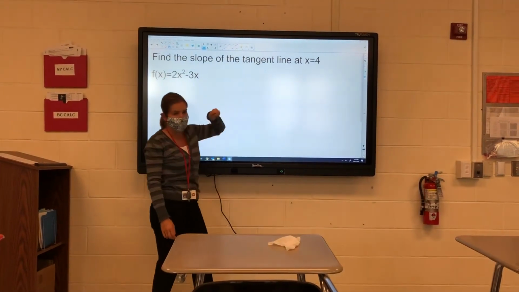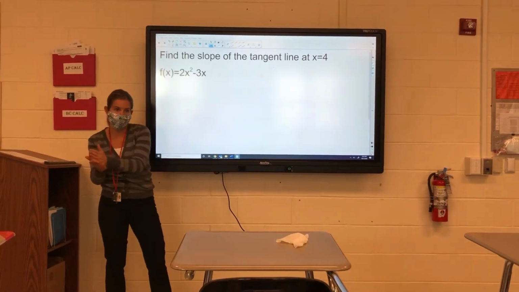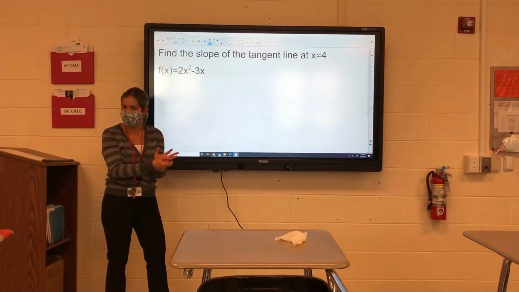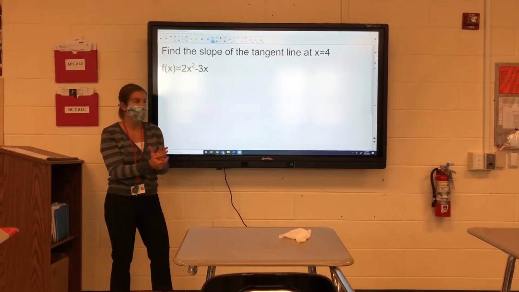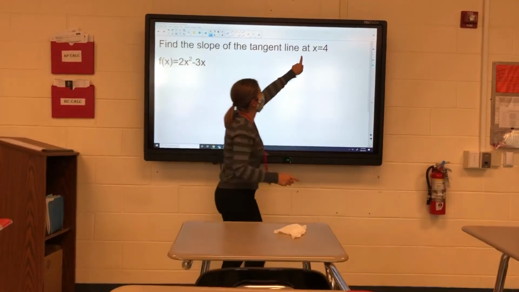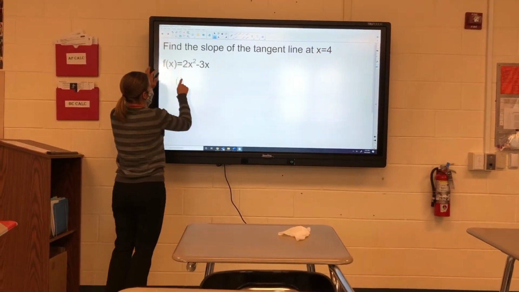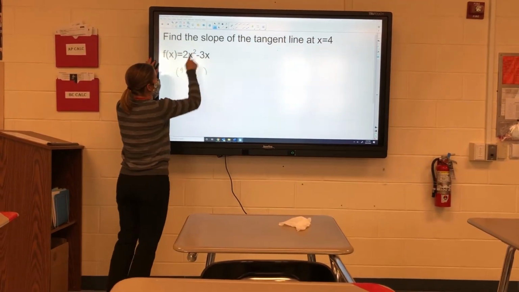Sometimes it asks you for the instantaneous rate of change, that's the same thing. So what's the slope of the secant line the same thing as? The average rate of change, good. So let's try to do it here. We want to find the instantaneous rate of change at 4. So that's the point (4, ...). What do we get when we plug in 4?